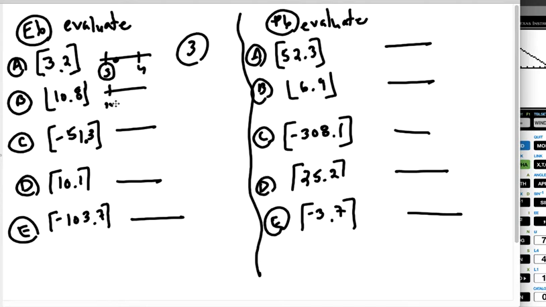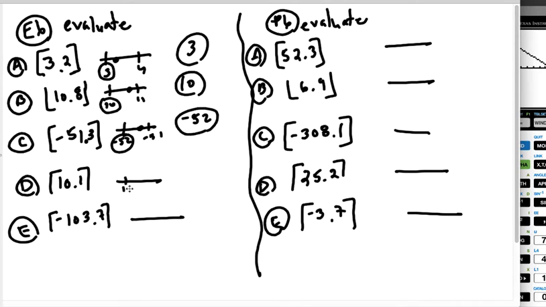Here I've got a number that's between 10 and 11, right? 10.8 is here, and this is a round down function, because it's bottom brackets only, so it's a 10. Here I have a number that's between negative 52 and negative 51. It lives somewhere around here, and that's the round down function. It's the regular bracket, so it's a negative 52.